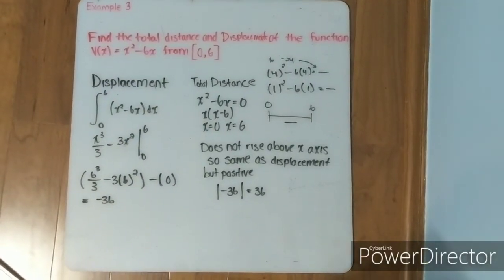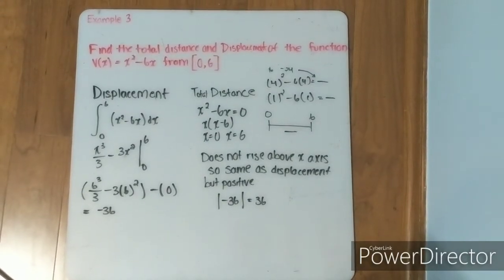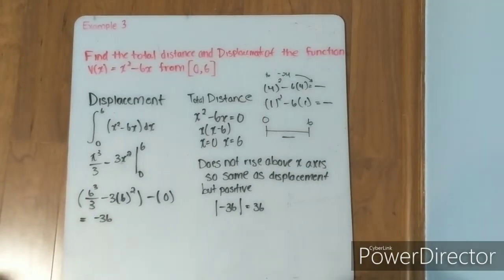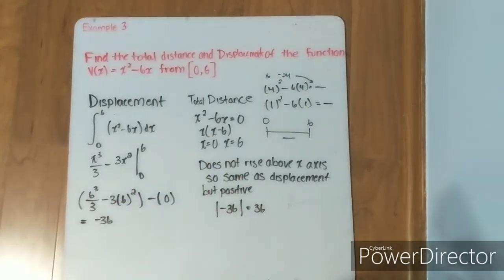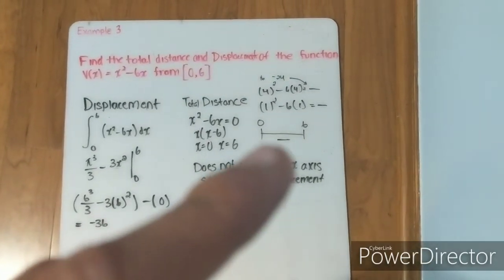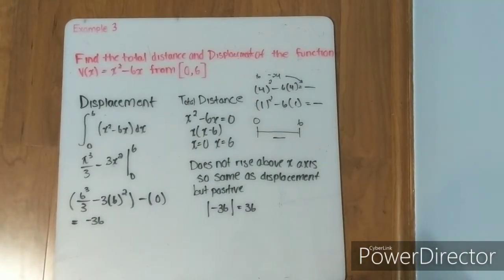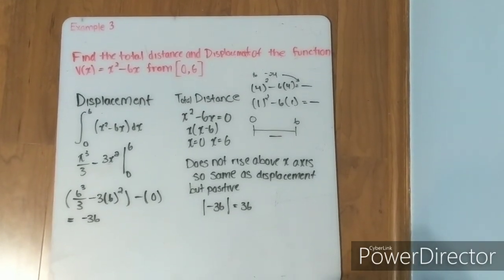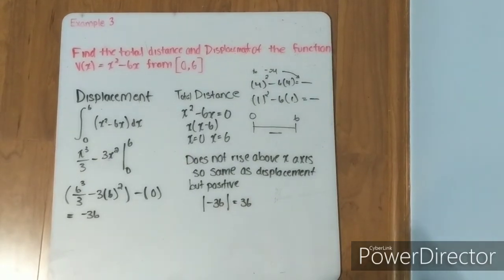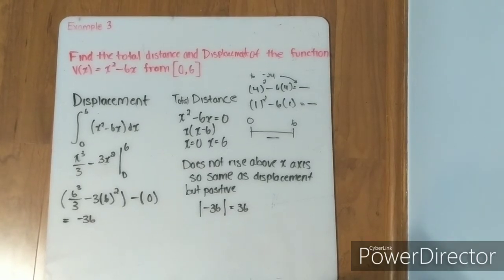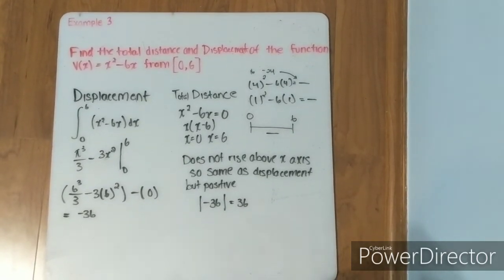Now for total distance, once again I solved for the x-intercepts, but the x-intercepts happen to be the endpoints for this interval, 0 and 6. Now, this graph does not rise above the x-axis, as can be pointed out by the sign chart. I took two random values from within the interval, and both resulted in a negative output, meaning that the graph does not rise above the x-axis and is negative the entire time. So, total distance is the same as displacement, but is positive because you're taking the absolute value of the function.